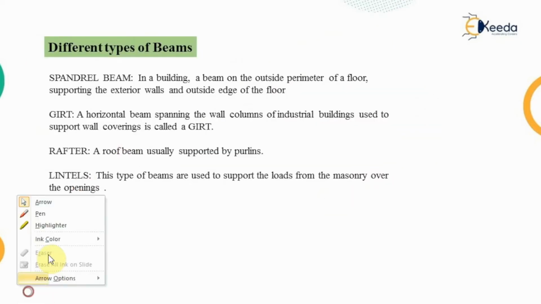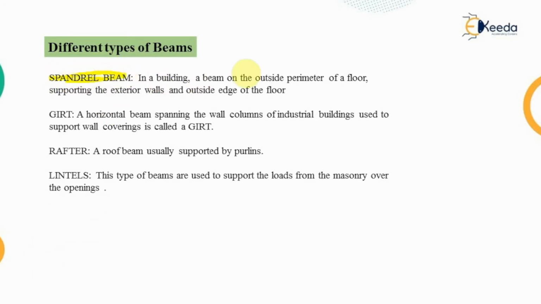Now other types of beams are the spandrel beams. A spandrel beam is a beam on the outside perimeter of the floor. So as we have seen, there are two types of beams, the spandrel beam and the stringer beam. Stringer beams are provided, as you might have seen, for a staircase. A staircase is supported on a beam, and that beam is known as the stringer beam, while the spandrel beam is a beam on the outside perimeter of a floor, supporting the exterior walls and the outside edge of the floor.